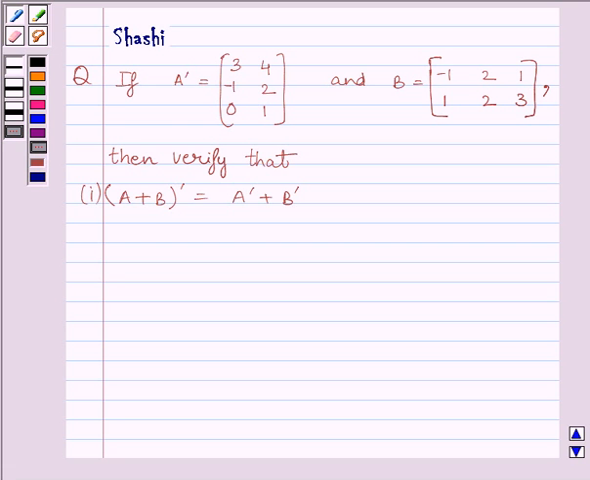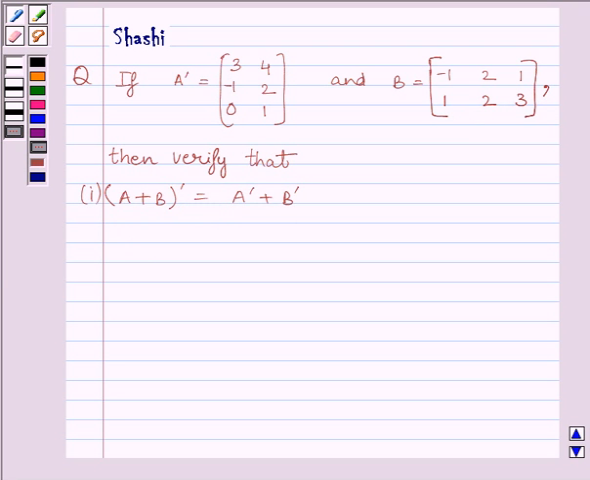Question is, if A transpose is equal to matrix 3, 4, minus 1, 2, 0, 1 and B is equal to matrix minus 1, 2, 1, 1, 2, 3, then verify that A plus B whole transpose is equal to A transpose plus B transpose.